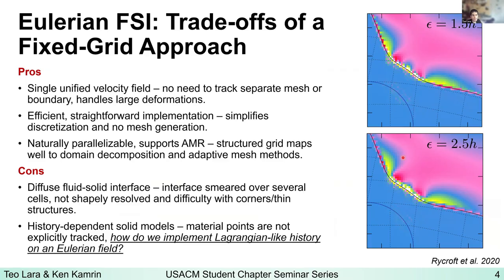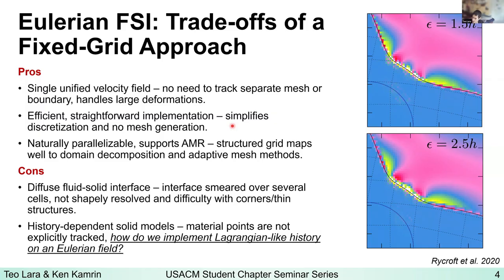First of all, there is a single unified velocity field, right? There's no need to keep track of a separate velocity for the solid and a separate velocity for the fluid. There's also no need to do remeshing. You can very easily do large solid deformations. It is, for that reason, very straightforward, easy to implement, I mean, relatively easy, right? And it is naturally parallelizable. You can do lots of fun computational tricks with adaptive mesh refinement. You can do domain decomposition just to accelerate all your simulations.